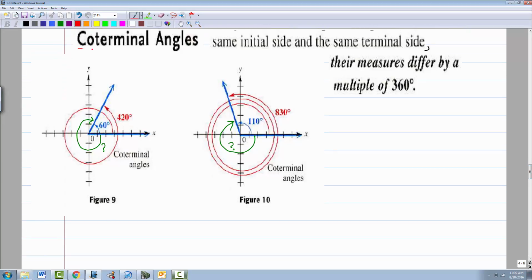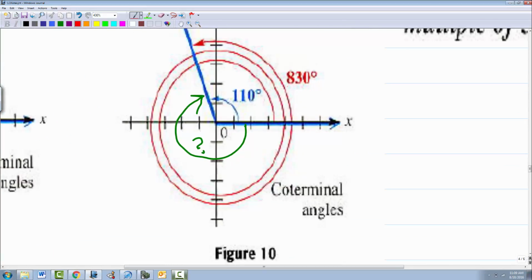Co. What does the word co mean? The word co means same, right? Terminal means end. So co-terminal, sorry, I'm scaring students as they're trying to get out, means same ending side. So let's look at this first example and really zoom in on it.